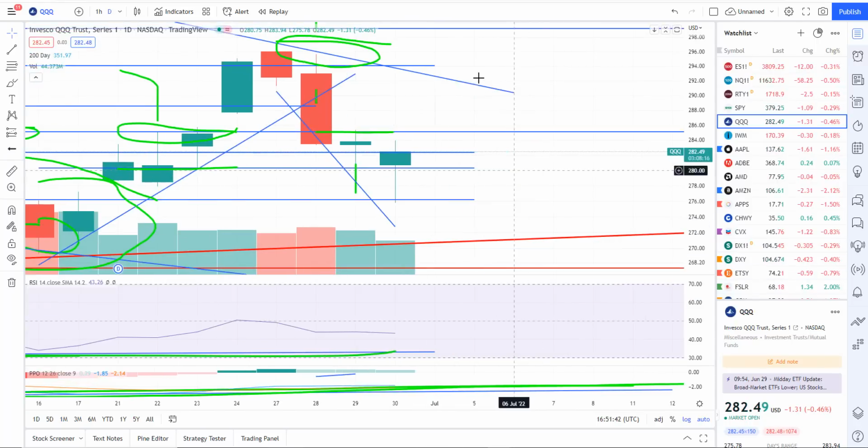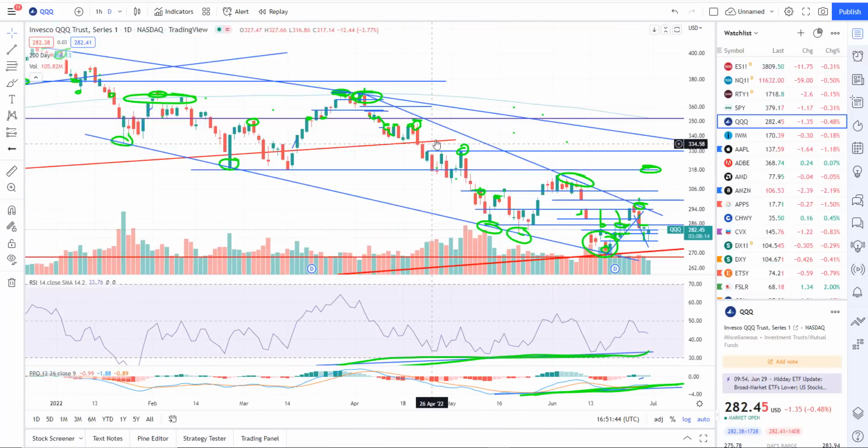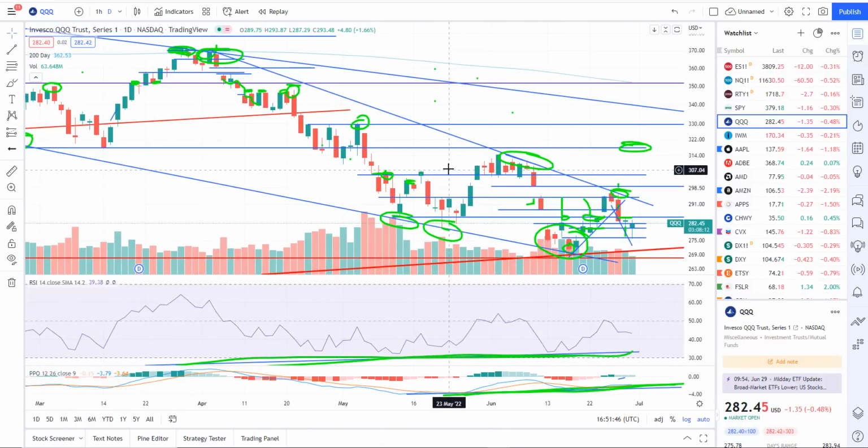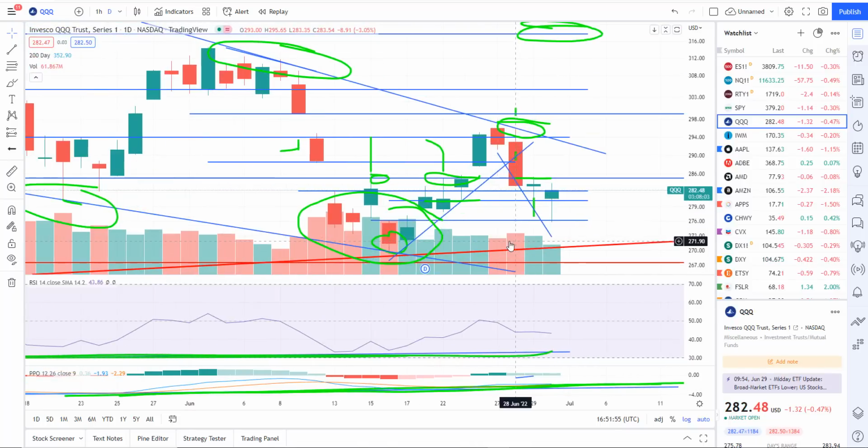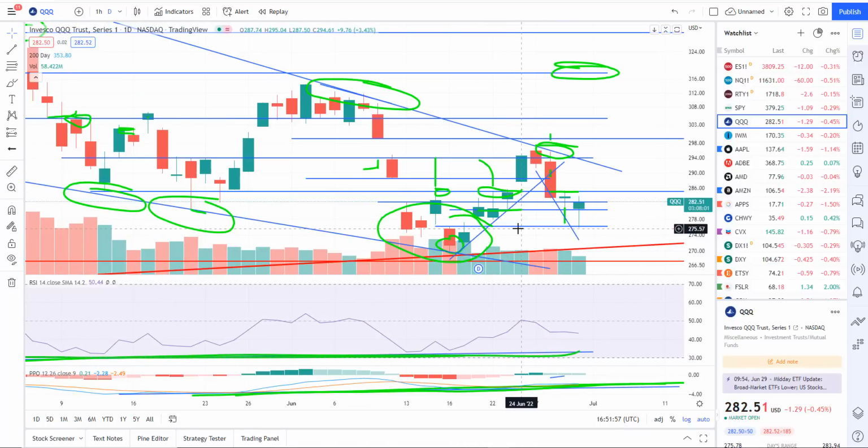So I'll start off with the daily chart just to give you guys the bigger picture. On the daily of triple Qs, this is our tech sector. And again, this is my most preferred trading tool when trying to analyze where the markets are going. This is the index I like to trade because it moves the most typically.